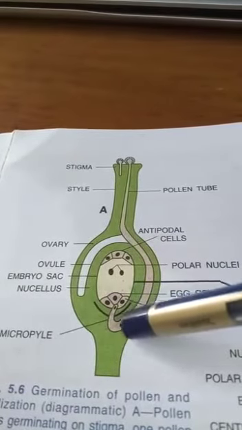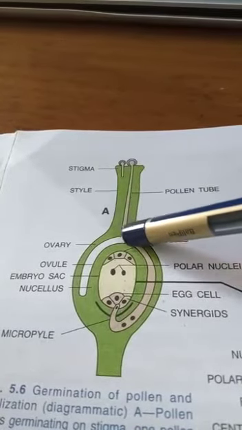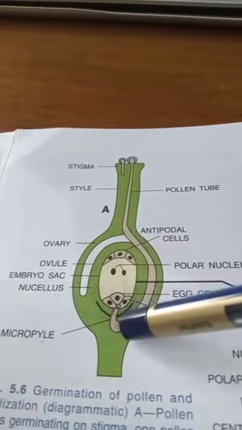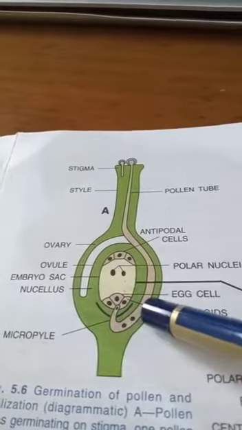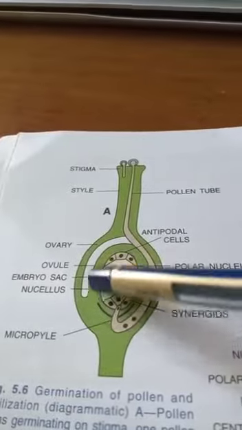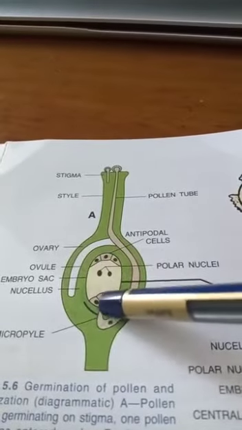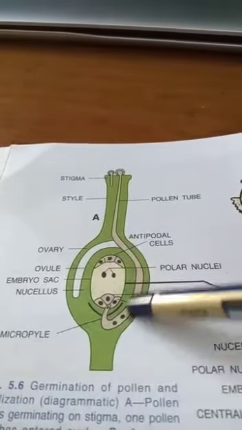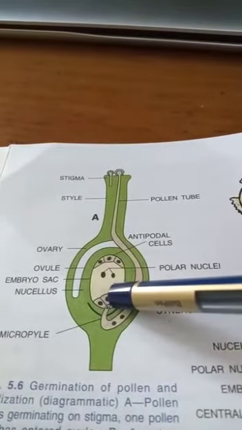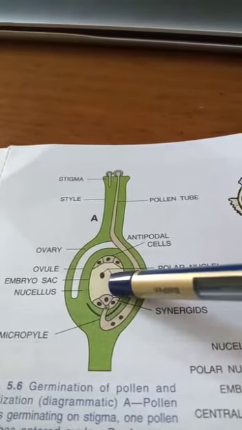This tube is called pollen tube. So this pollen tube increases in size and reaches inside the ovary. This pollen tube contains 2 male gametes in it. Now because this is entirely covered by integuments, this pollen tube can only enter the embryo sac through this opening that is called micropyle. So it enters the ovule through this micropylar end. यहाँ से micropyle से enter करती है.